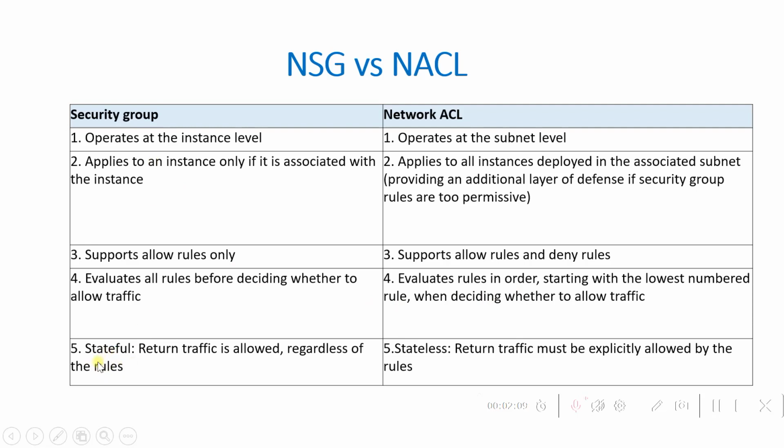And if you check the fifth point, a security group is stateful. Stateful in the sense that if there is a forward traffic and a forward session, the return traffic will be allowed by default. So return traffic is allowed regardless of the rules. There is no need for any rule for return traffic if it is stateful. And the Network Access Control List is stateless. So return traffic must be explicitly allowed by the rules. There must be a rule for return traffic as well.